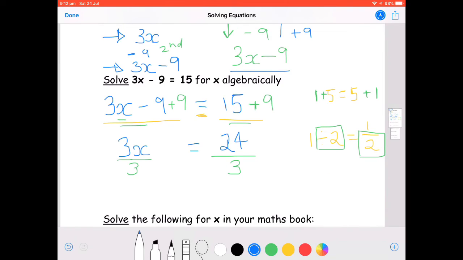So now we can clean this up a little bit. So remember, when we've got a number and it's next to a letter, we know that that number is secretly multiplying the letter. So 3 times x. So if we've got 3 times x divided by 3, the 3 times is going to be cancelled out by the divide by 3. So we'll just be left with x.